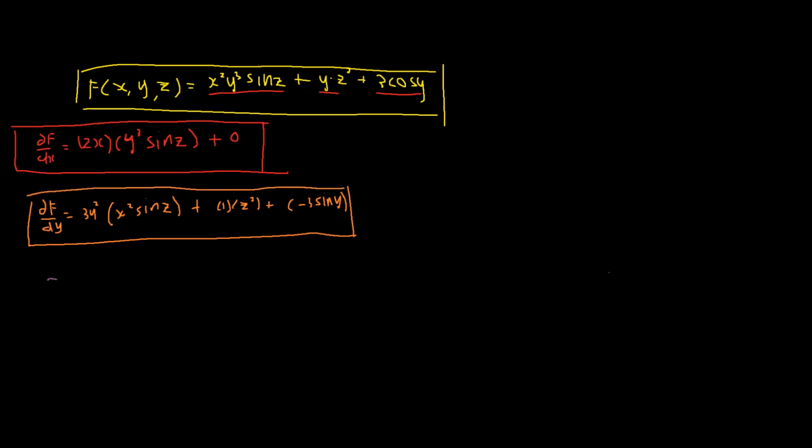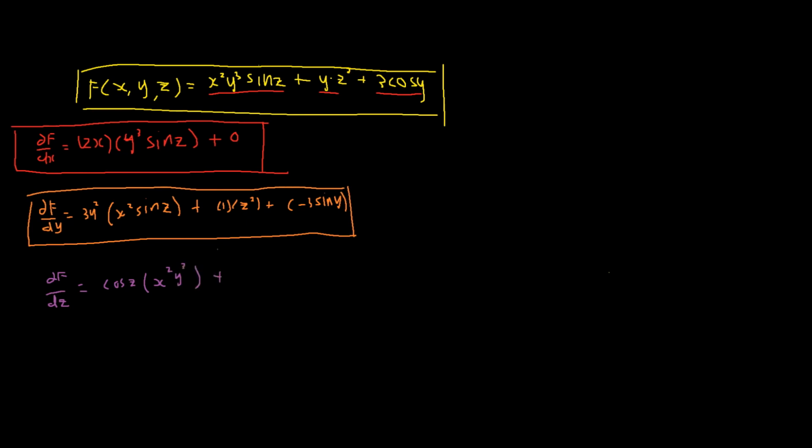Now finally, we want to take our partial derivative with respect to z. So df on dz is now equal to, now treating everything else besides z as a constant, we have the derivative of sine of z, which is cos of z, right? So we have cos of z. Similarly, x squared times y cubed is now a constant, so we can just leave it here. So x squared y cubed.